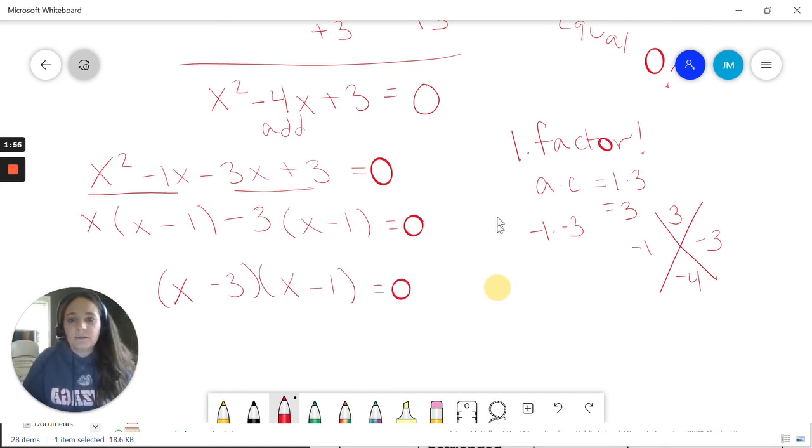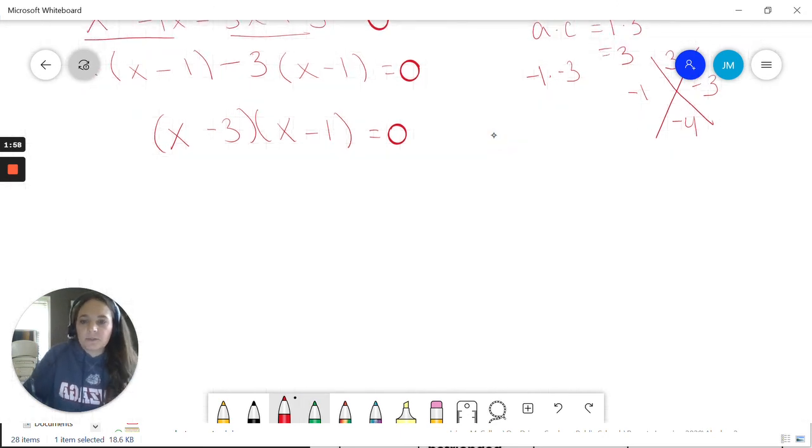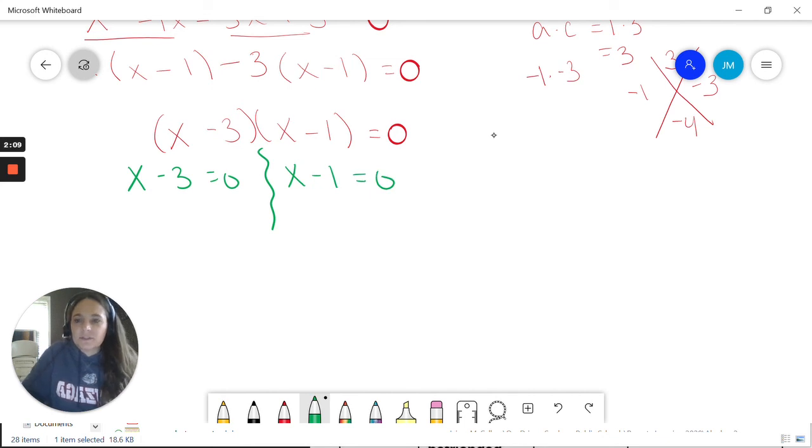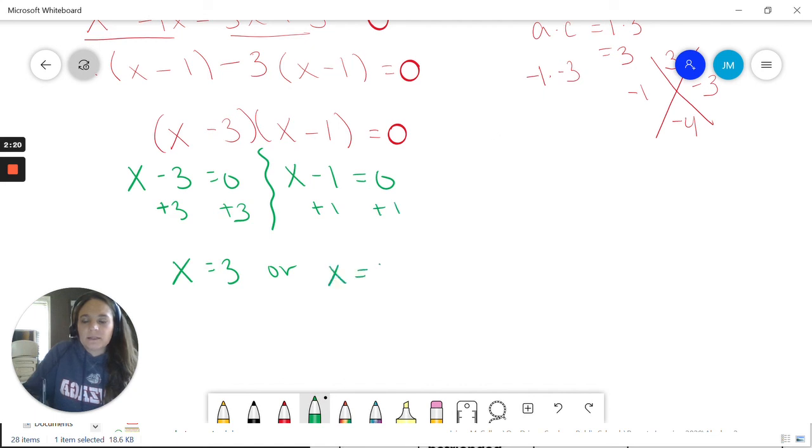Finally, now I get to use my zero product property. So what that means is I get to split this and say that either x minus 3 is equal to 0 or x minus 1 is equal to 0. To solve this first equation, I'm going to add 3 to both sides. So we get x equals 3, or I'm going to add 1 to both sides to undo the -1, x equals 1. And there you have it. Go try one.